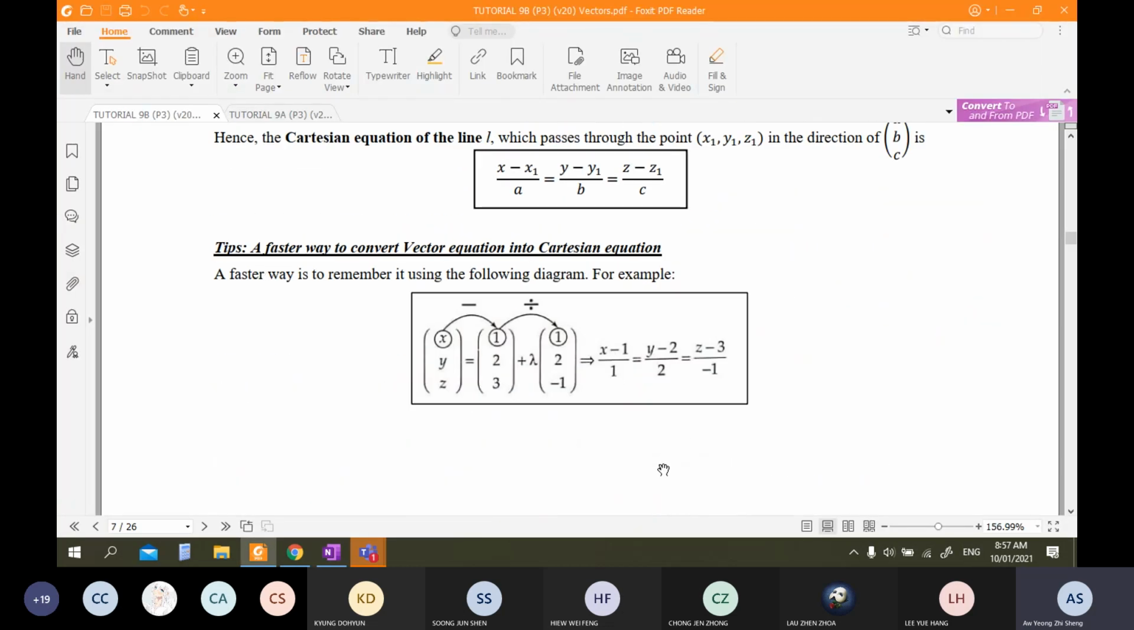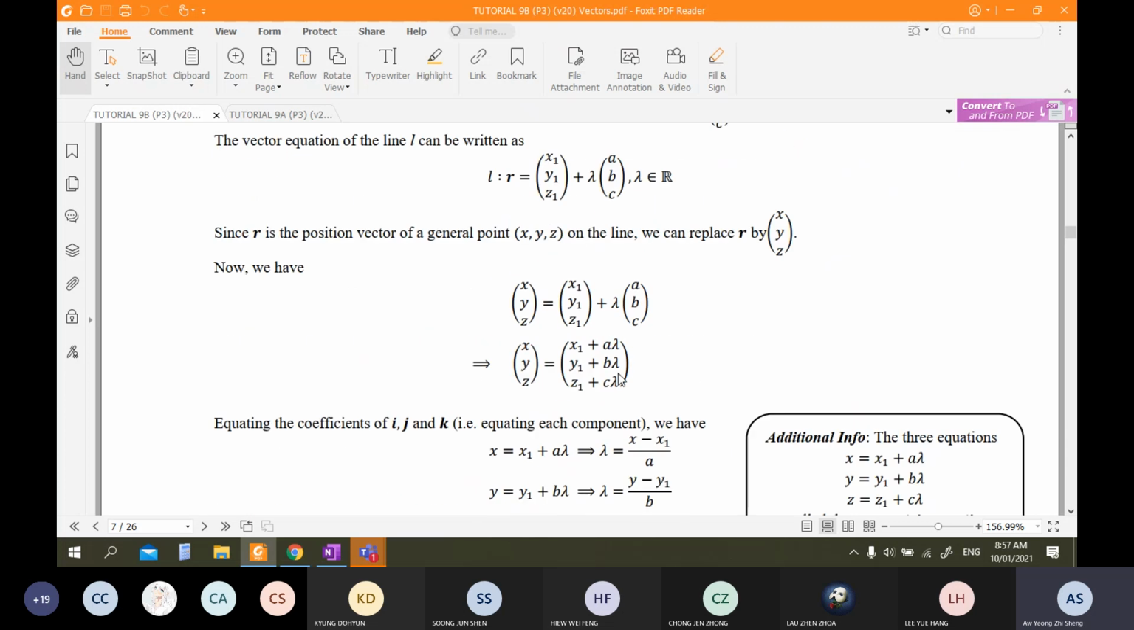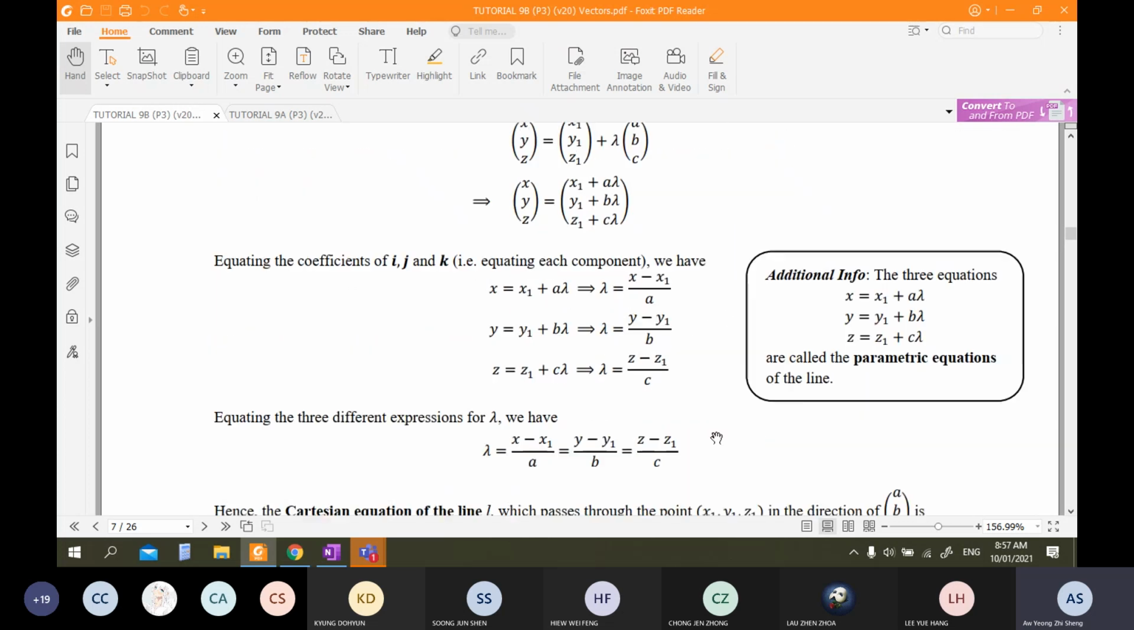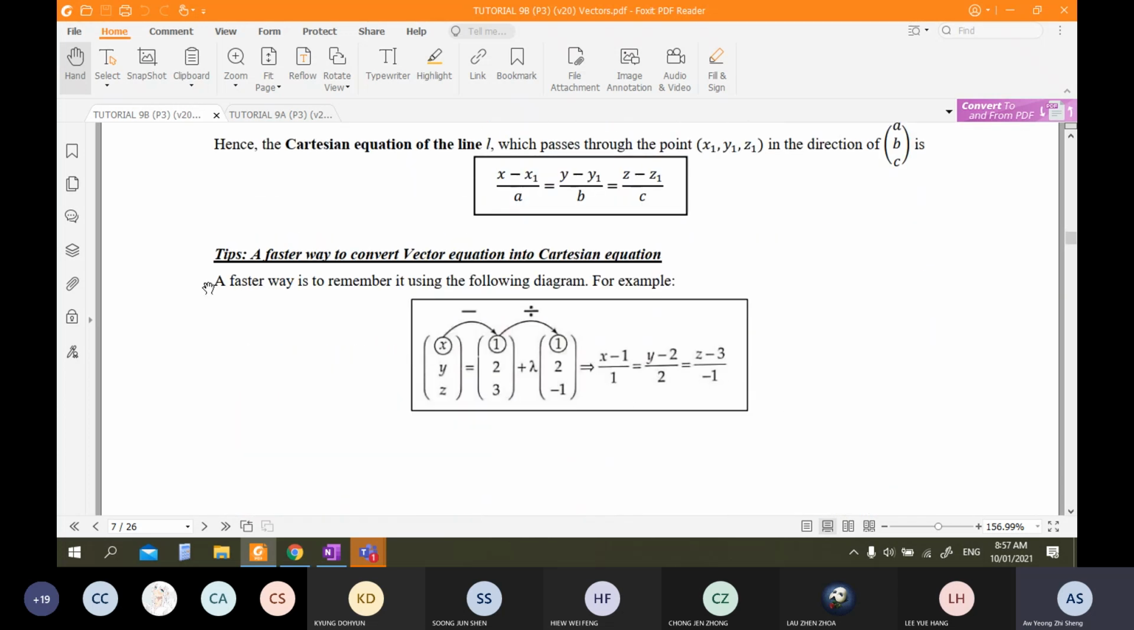Thankfully, there is a fast way to do the conversion, and we don't have to really go through the long procedure here every time. We're going to apply this fast procedure in the next few pages.